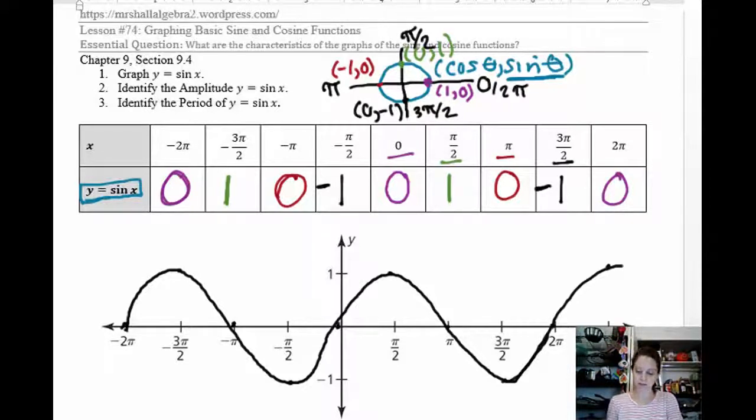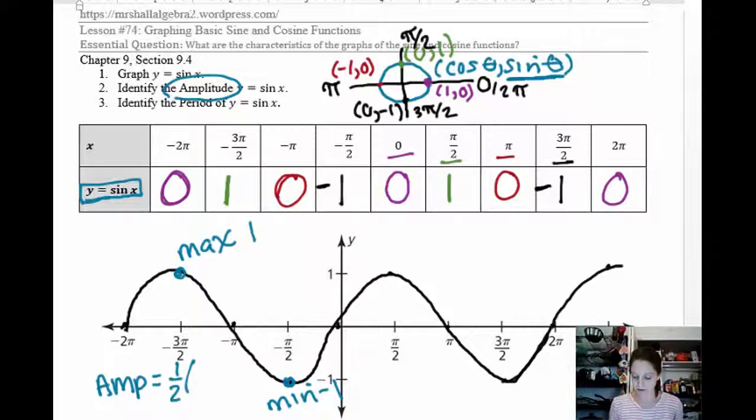Here, let's get to this vocabulary. Amplitude. Okay, the amplitude of each graph is one half of the difference of the maximum value and the minimum value. So the maximum value is 1. That's the y value. The minimum y value is negative 1. And so to calculate the amplitude, I take 1/2 the maximum minus the minimum. So that is 1/2 of 2, which is just 1. So I can note over here that y equals sine of x has an amplitude of 1. Amplitude equals 1.